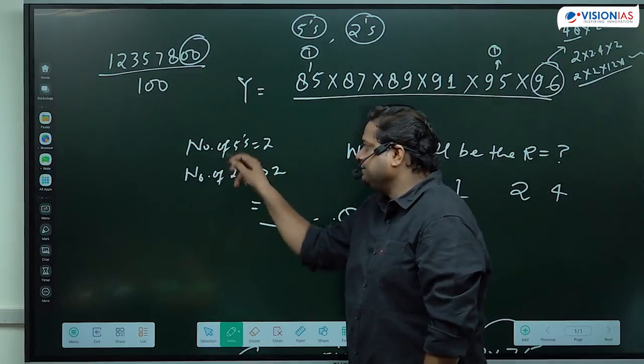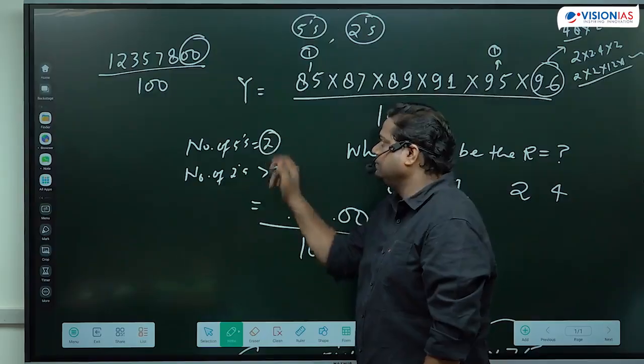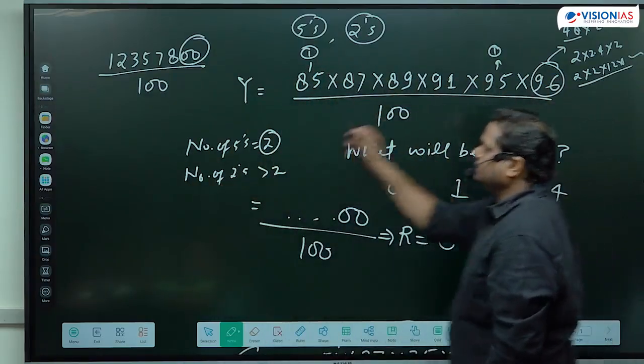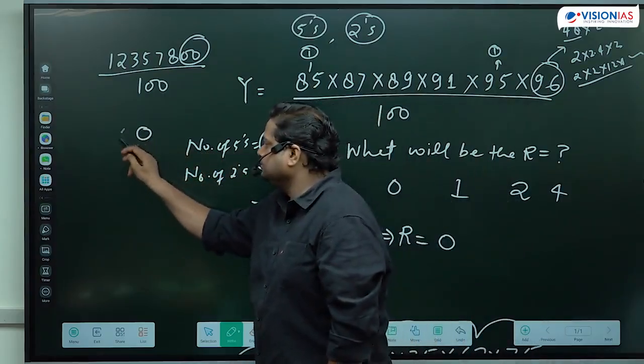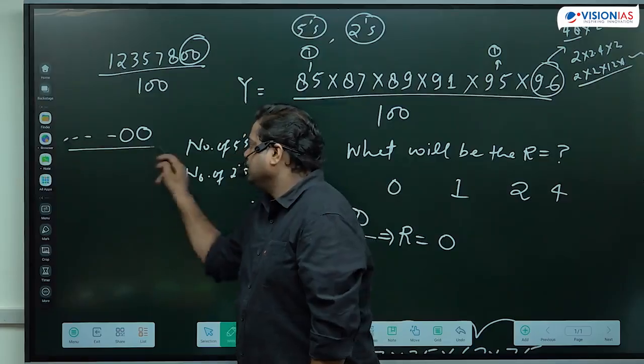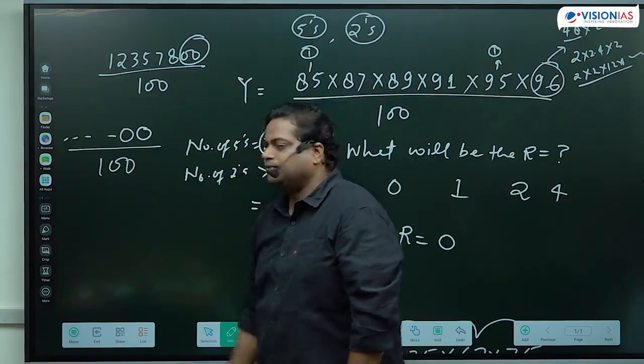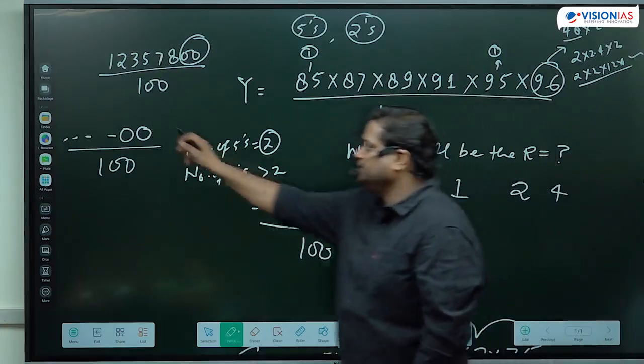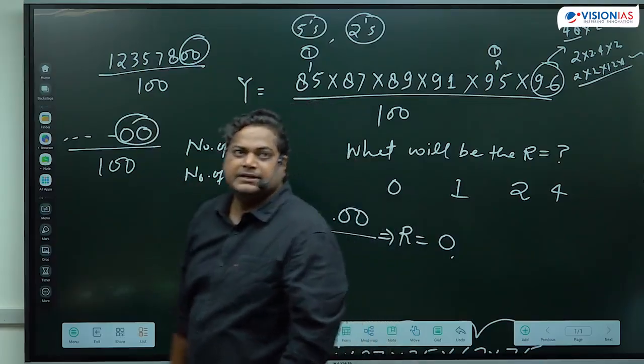How many pairs of 5 and 2 can we make? 2 pairs. If we can make 2 pairs, how many zeros will be there in the resultant number? 2 zeros. If we divide by 100, what remainder are we going to get? 0, because the last 2 digits are 0. Okay?